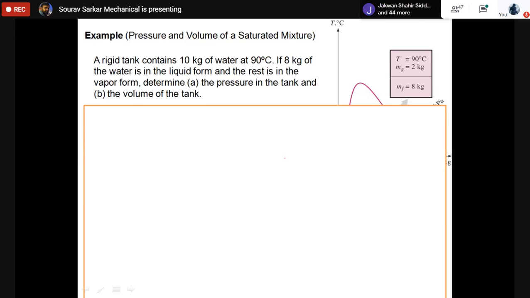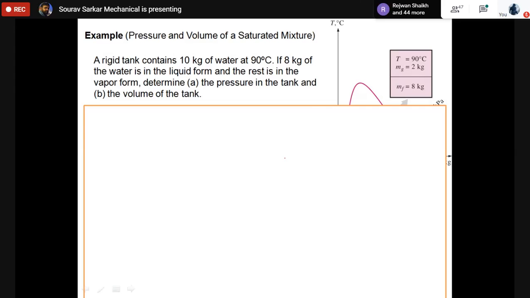Sir, 0.473 meter cube. You have calculated for the mass? Have you checked the mass? Sir, the formula is 1 minus x VF. That is the specific volume, but they are looking for the volume of the tank. Okay, so that is happening for 1 kg.